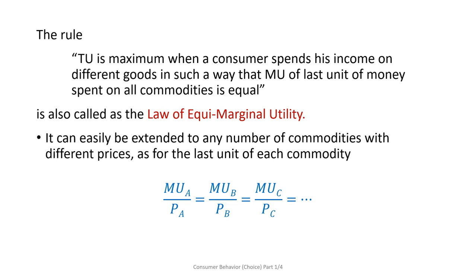This can easily be extended to any number of commodities with different prices, as for the last unit of each commodity, the ratio of marginal utility to price should be the same among all commodities.